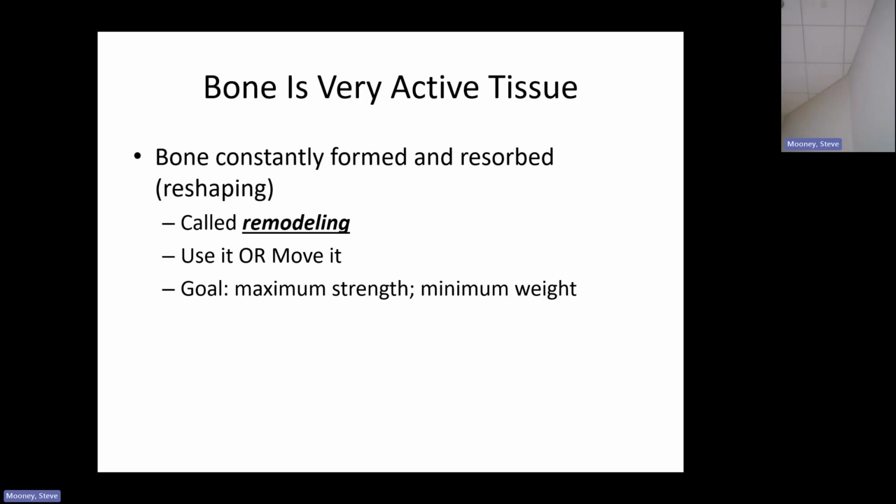The goal is maximum strength with minimum weight. If I made my bones solid, they'd probably be a lot stronger. But then I lose some of that multiple functionality. They're way stronger than they need to be, and now I don't have any place to manufacture blood cells. I have to go somewhere else.